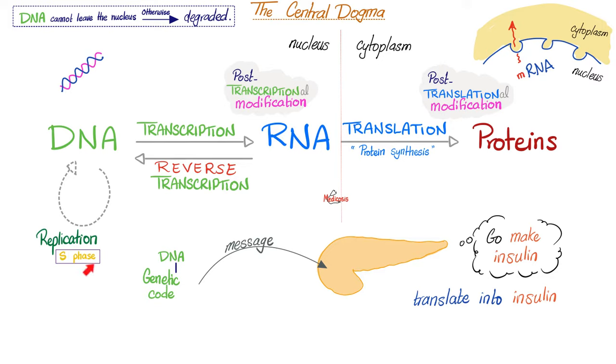When you copy the DNA, it's called DNA replication. It happens in the S phase of the cell cycle. When you convert DNA into RNA, it's transcription. And then the RNA will leave the nucleus via the nuclear pores. It will go to the cytoplasm trying to find the ribosome. And then translation from RNA to proteins. After transcription, there is post-transcriptional modification. After translation, also there is post-translational modification.